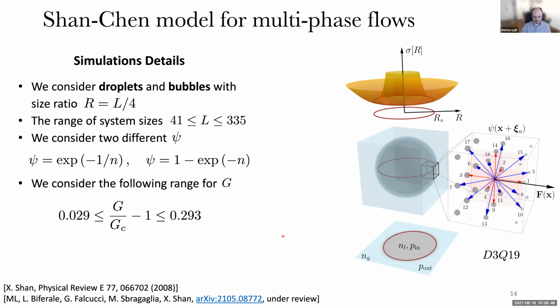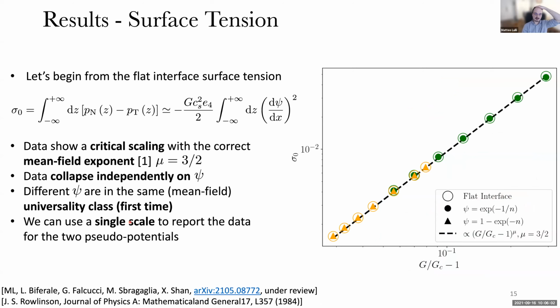And then we consider the range of G. And I give it in a normalized notation, reduced coupling in a sense, and we will see why in a moment. And these values are such that spurious effects are minimized. Very good. Let's begin from the flat interface surface tension.